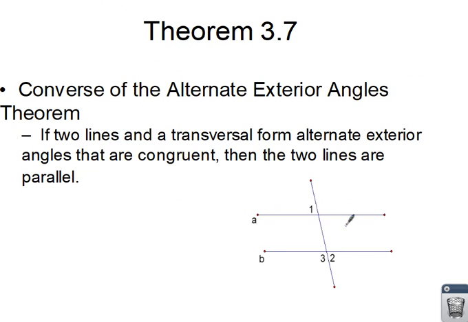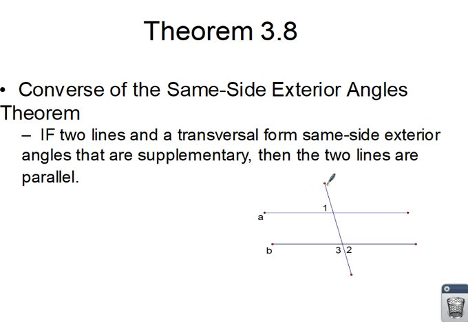Alright, converse of alternate exterior angles. So this is saying two lines and a transversal. If you have angle 1 congruent to angle 2 like this, the alternate exterior angles, then the lines are parallel. So A is parallel to B.